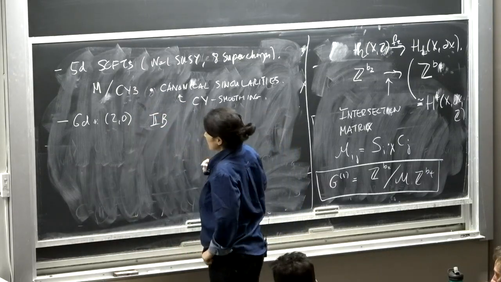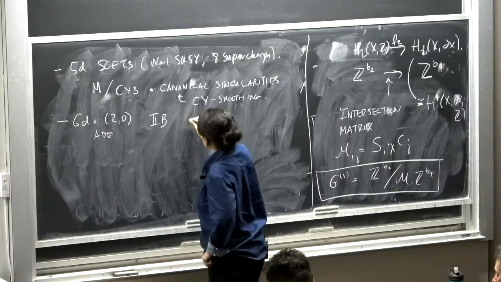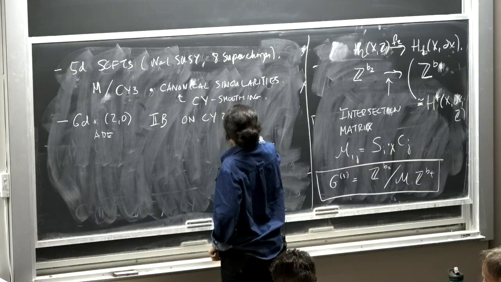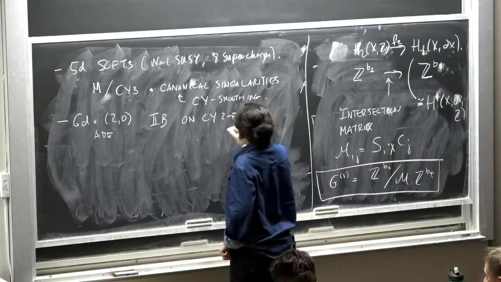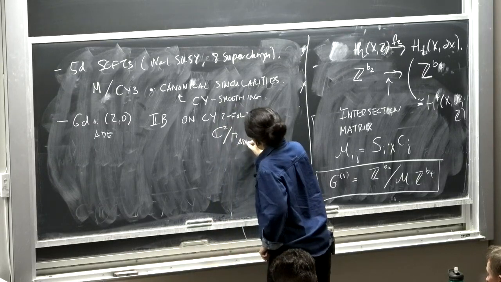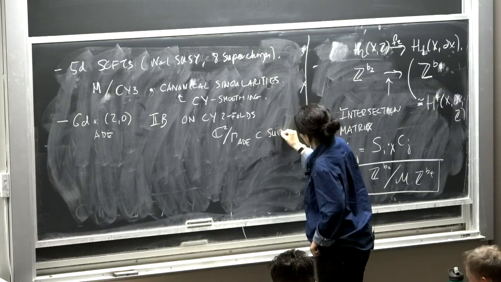6D (2,0) is classified essentially by ADE gauge algebras. So this is type IIB on Calabi-Yau two-folds, which are of the type C2 mod Gamma ADE, where these ADEs are finite subgroups of SU2.